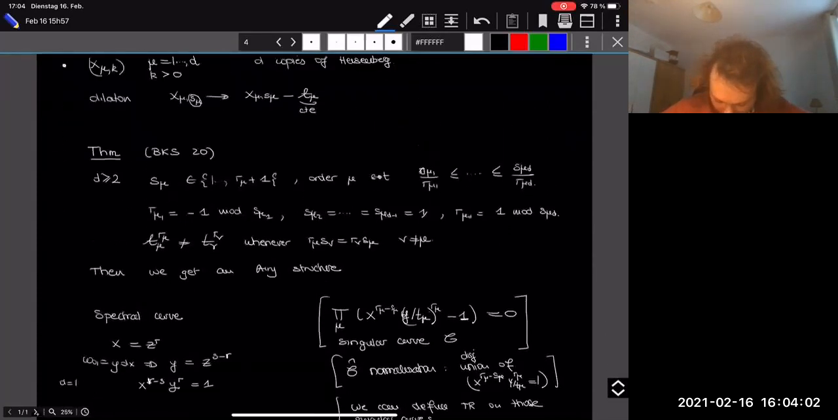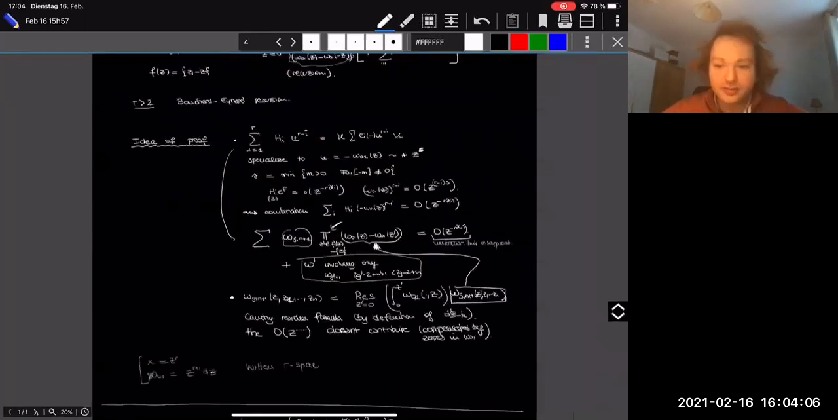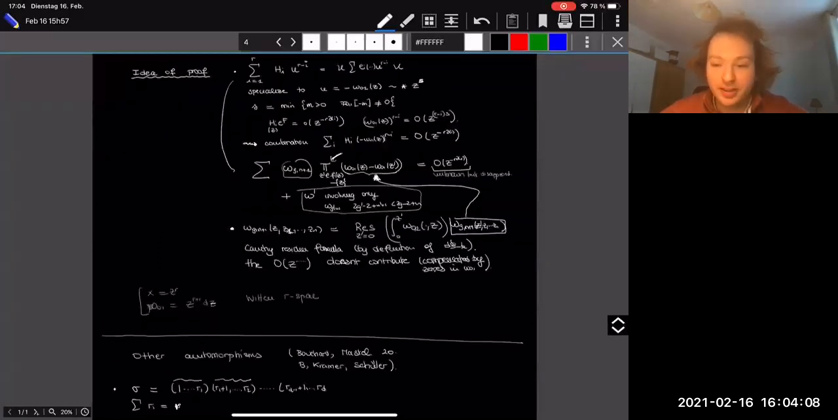So I apologize. This was a bit technical today. It should be smoother next time because we'll talk about applications of how TR connects to intersection theory. It will be more of a review of what is known.